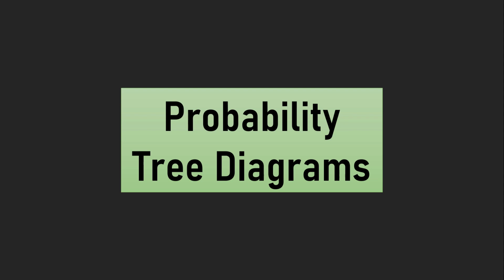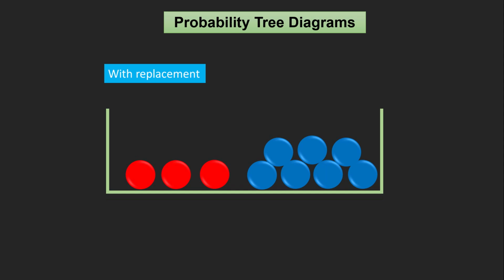I am going to explain probability tree diagrams in this video. Under this, two cases will be discussed. First one, with replacement. Suppose there is a box in front of us and 10 balls are in it, 3 red and 7 blue. We are going to pick one ball from the box randomly and note down the color, put it back. Then we are going to pick again and note down the color. We do this only twice.